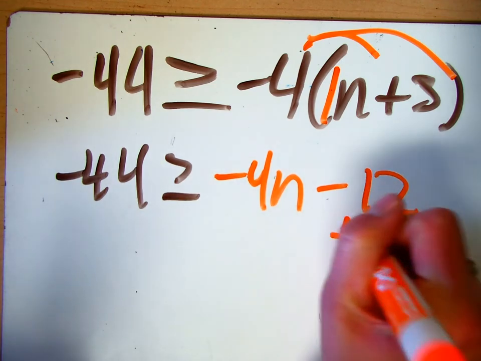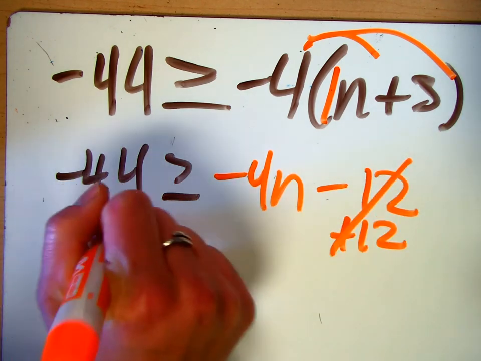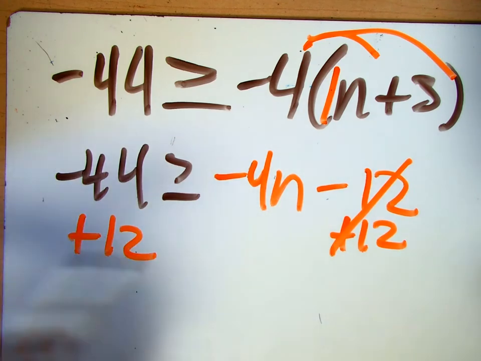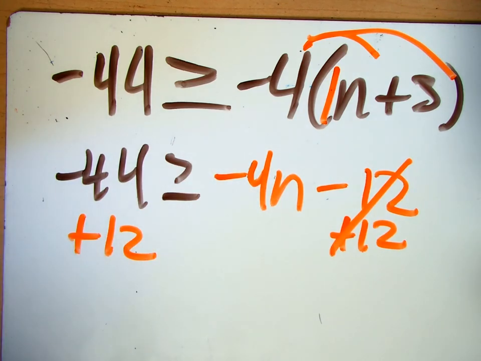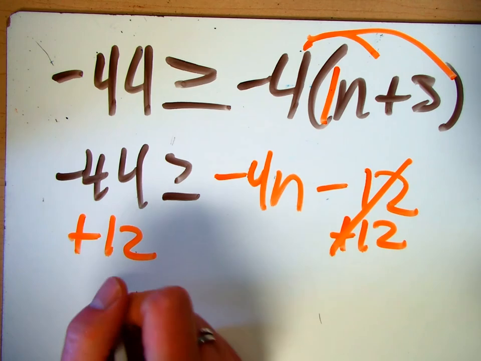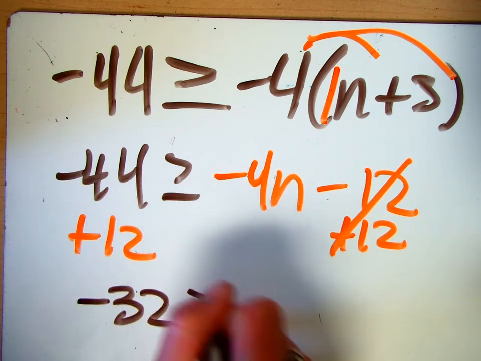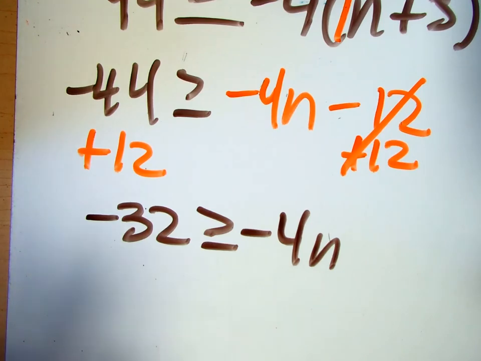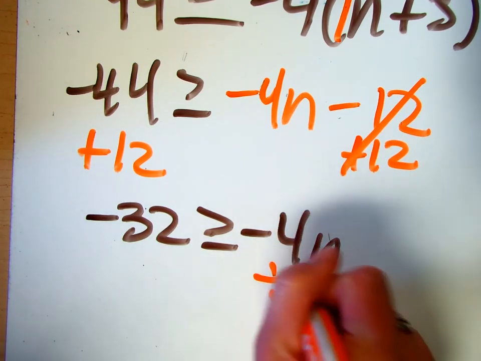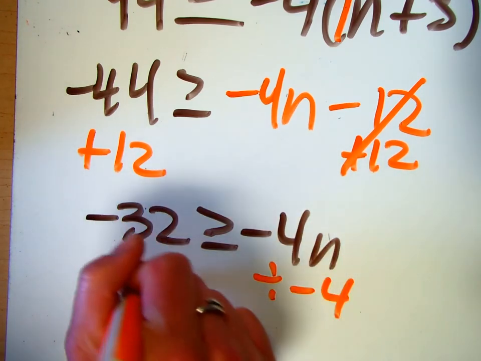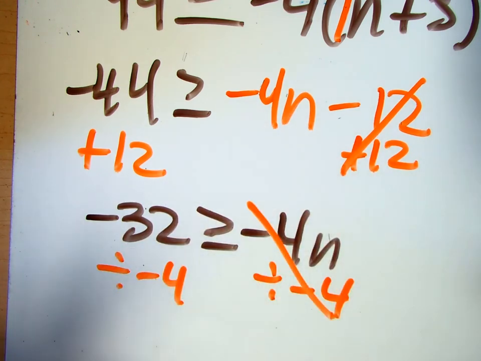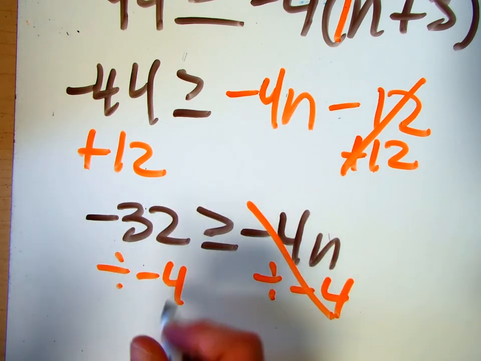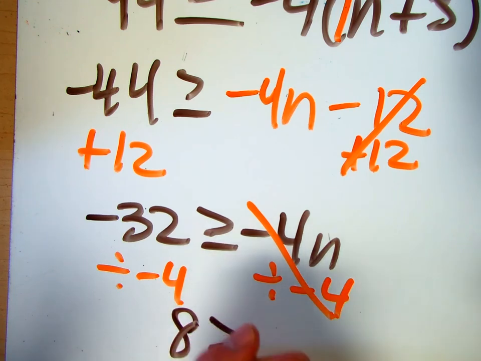Now we're going to work on getting our single numbers together, the negative 12 and the negative 44, so I will add 12 to both sides, which will cross out. Negative 44 plus 12 is negative 32, symbol stays the same, and so does the negative 4n. To finish getting n by itself, I'm going to divide by negative 4 on both sides. The negative 4's will cross out. Negative 32 divided by negative 4 is positive 8.